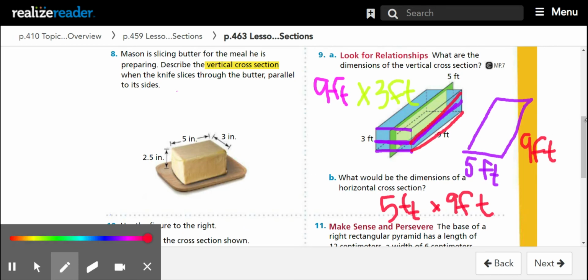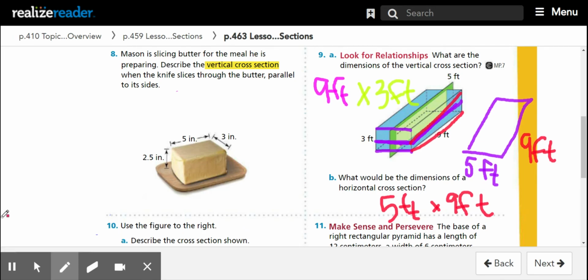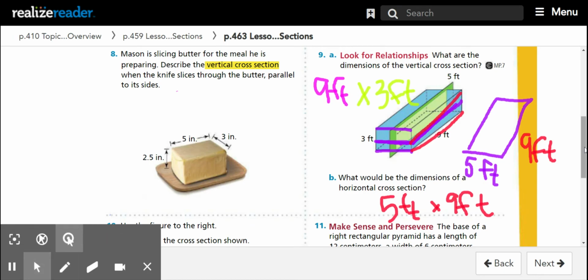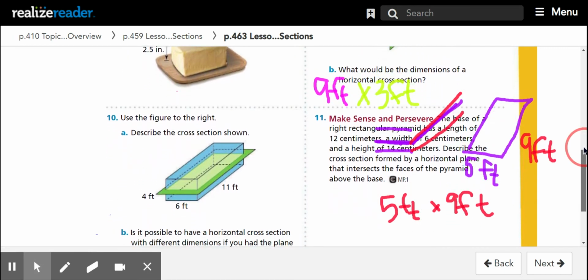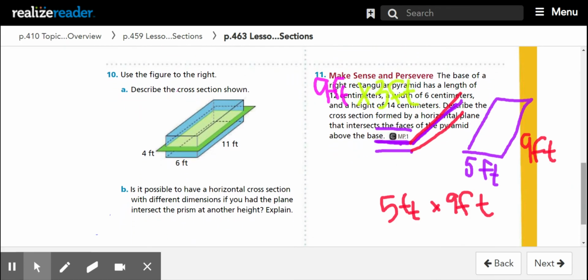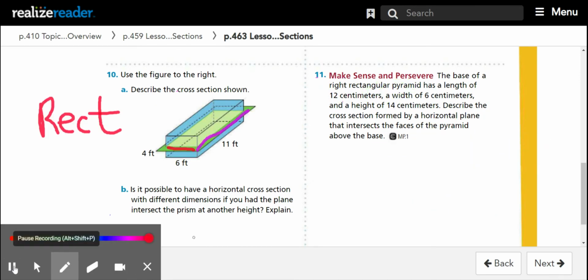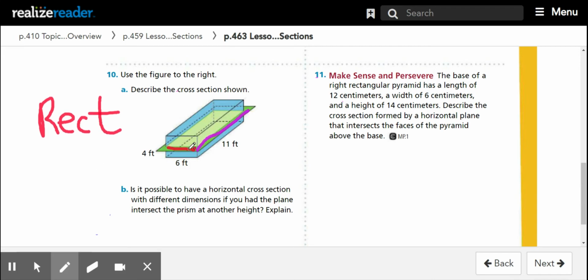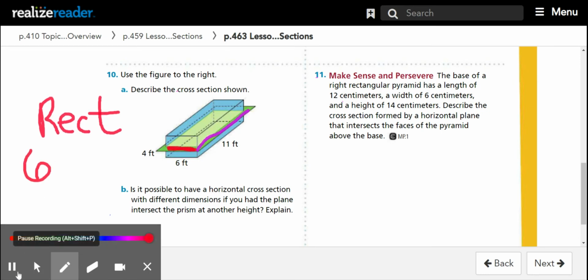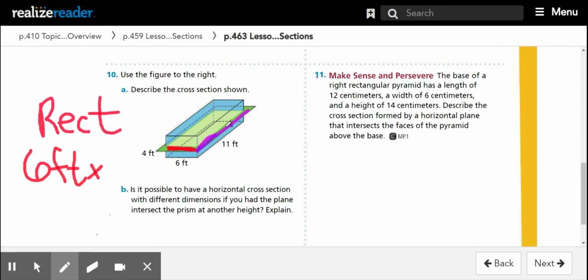So there's three questions that deal with dimensions and cross sections. Number 10 will be the last one that we'll do then. So number 10, describe the cross section shown. So you can see it's a rectangle, and then the dimensions would be, so this is one side of the rectangle, so that's 6 feet. And then the other dimension is over here, and it's the same as the 11 feet on the figure.